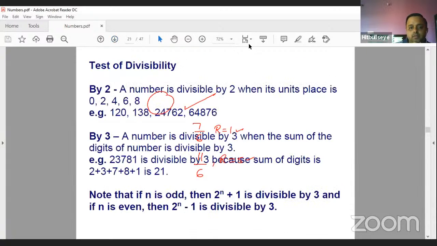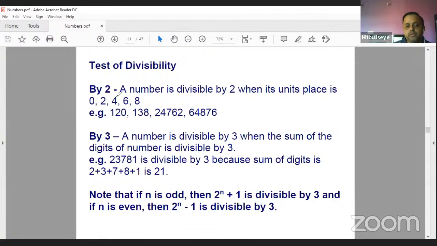Let us skip this one now. Test of divisibility. Sometimes the test of divisibility will be very important while solving questions, when you have to decide whether a particular number is divisible by some number or not. The test of divisibility will come into play.